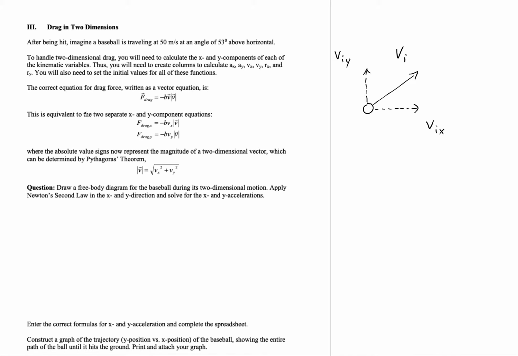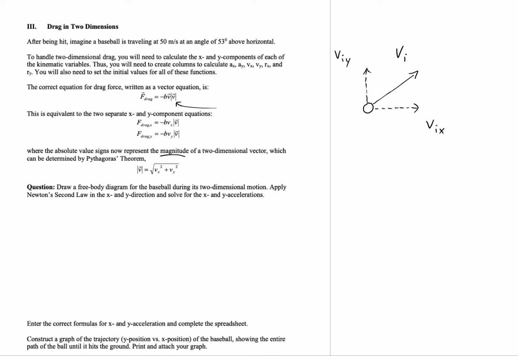Now, if we turn the drag formula into a vector formula, then it looks similar. But there is an important difference: it doesn't mean just the absolute value of the thing anymore. It means the magnitude of it. And so that's got to be incorporated into your formula. So I'll just do an example of that.